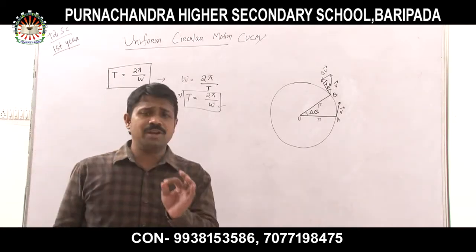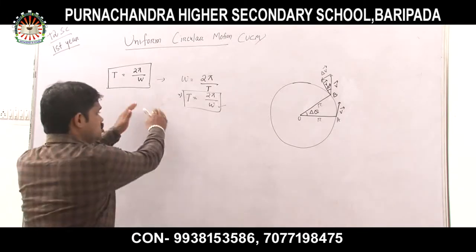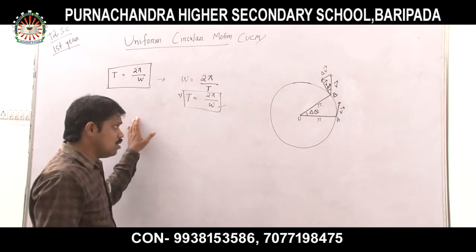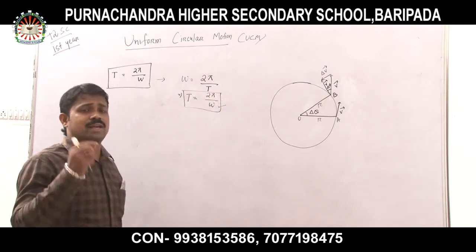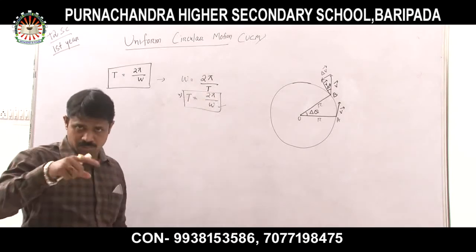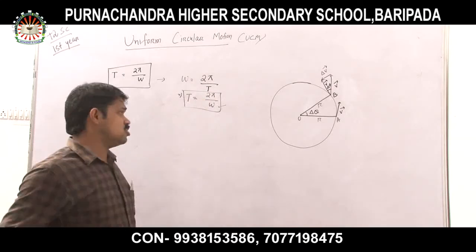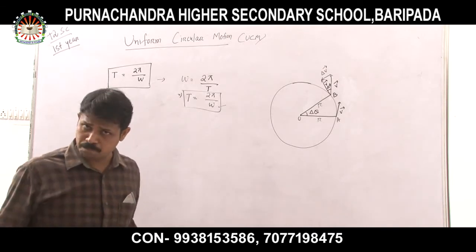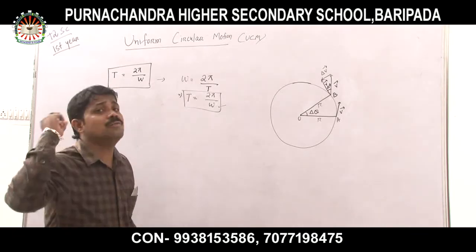Now another very important point. The time period is the time required to complete one revolution. Now suppose I want to find the number of revolutions for a certain period of time. Number of revolutions means I have to find the frequency.